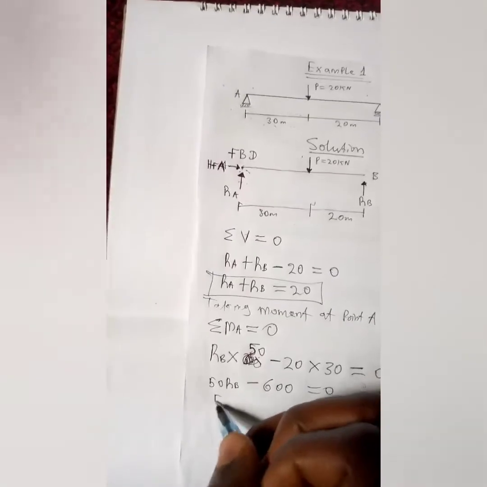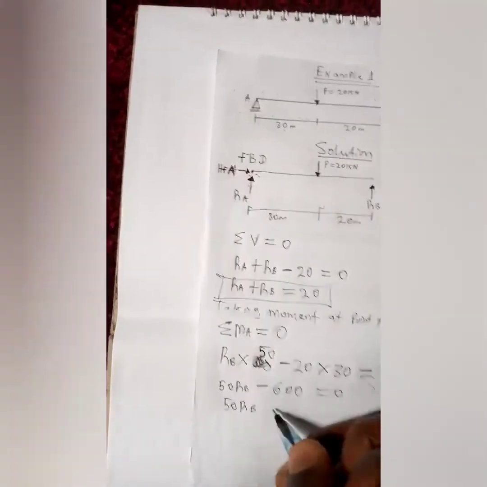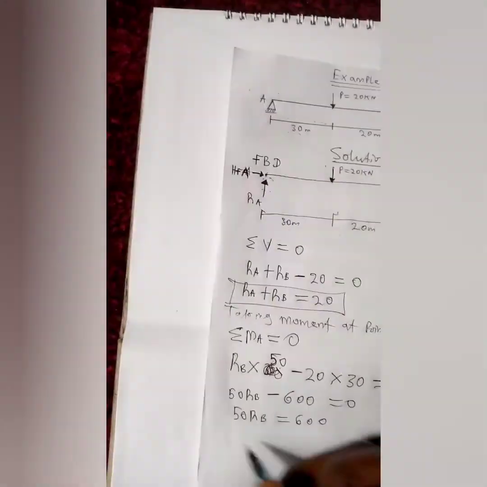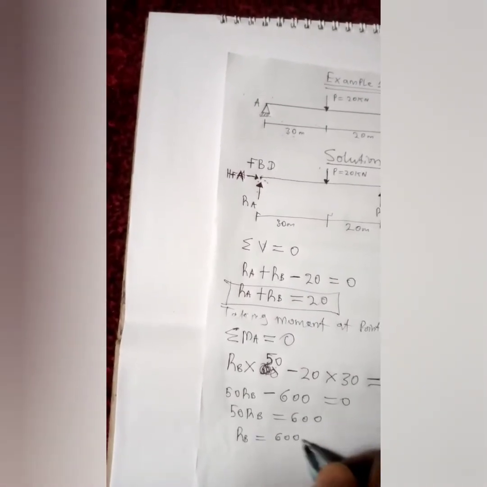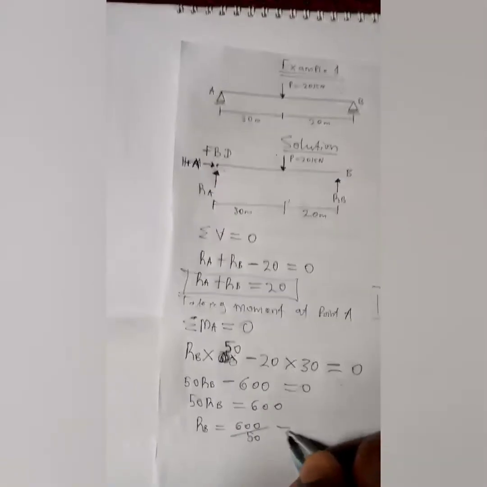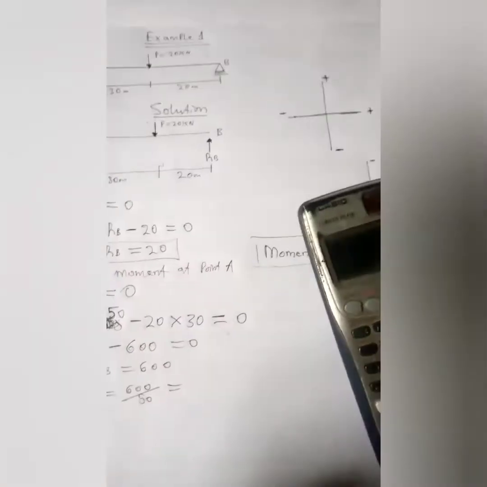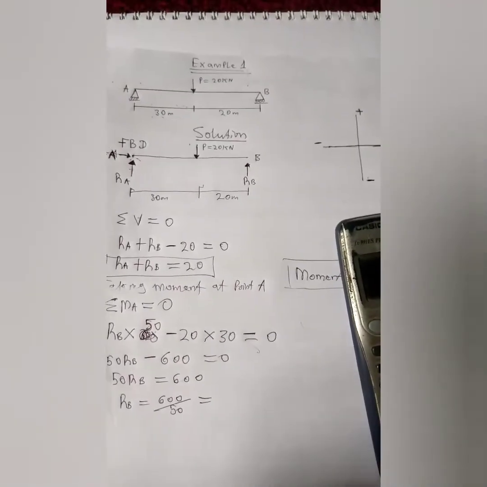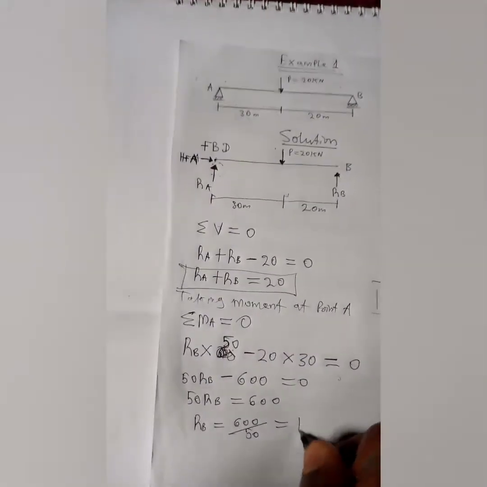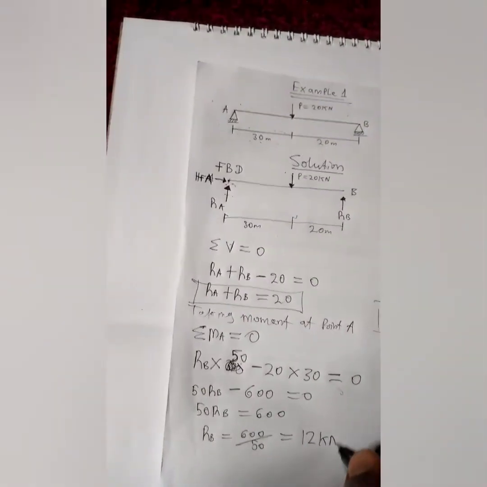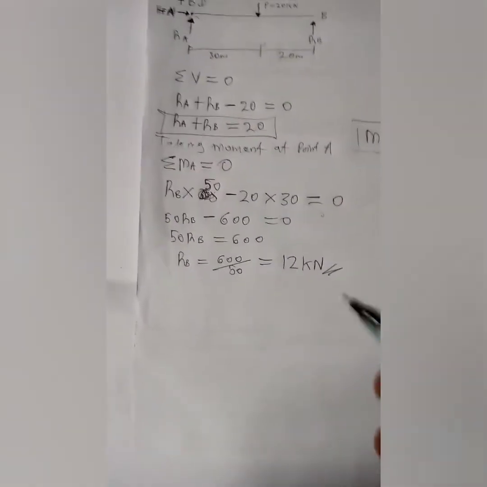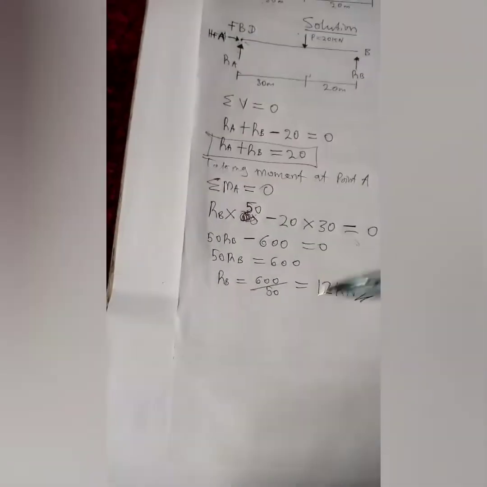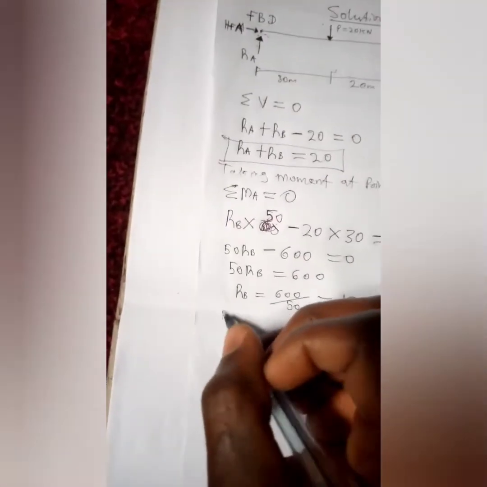So we move 600 to the other side, so we'll have 50 RB equal to 600, so that our RB will equal 600 divided by 50, and that will give us 12 kilonewton.